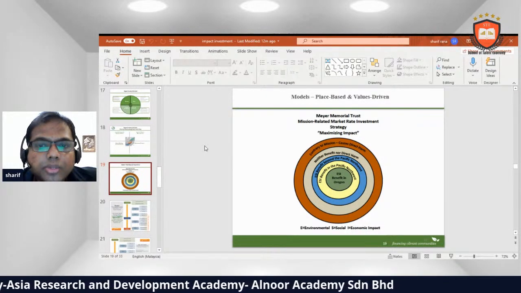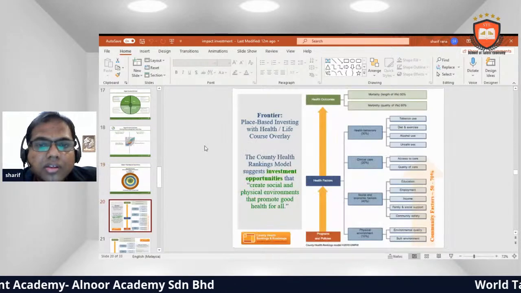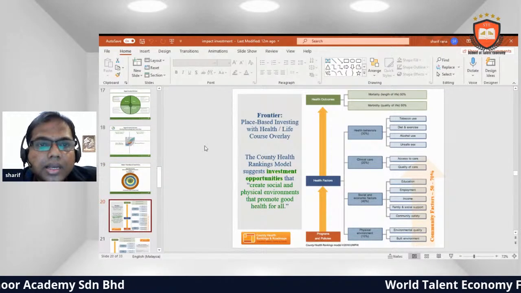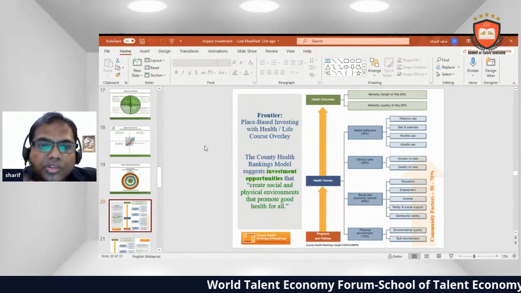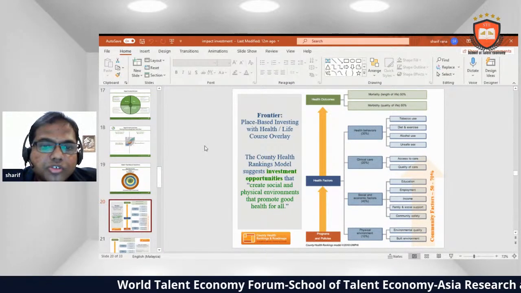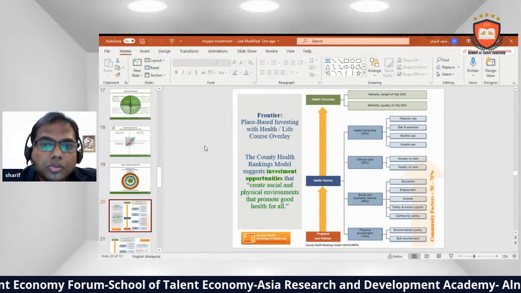The ESI benefit beyond the Pacific Northwest: neither benefit nor direct harm, contrary to the missions. Place-based investors with the health life course overlay, the County Health Rankings model, suggest investment opportunities that create social and physical environments that promote good health for all.